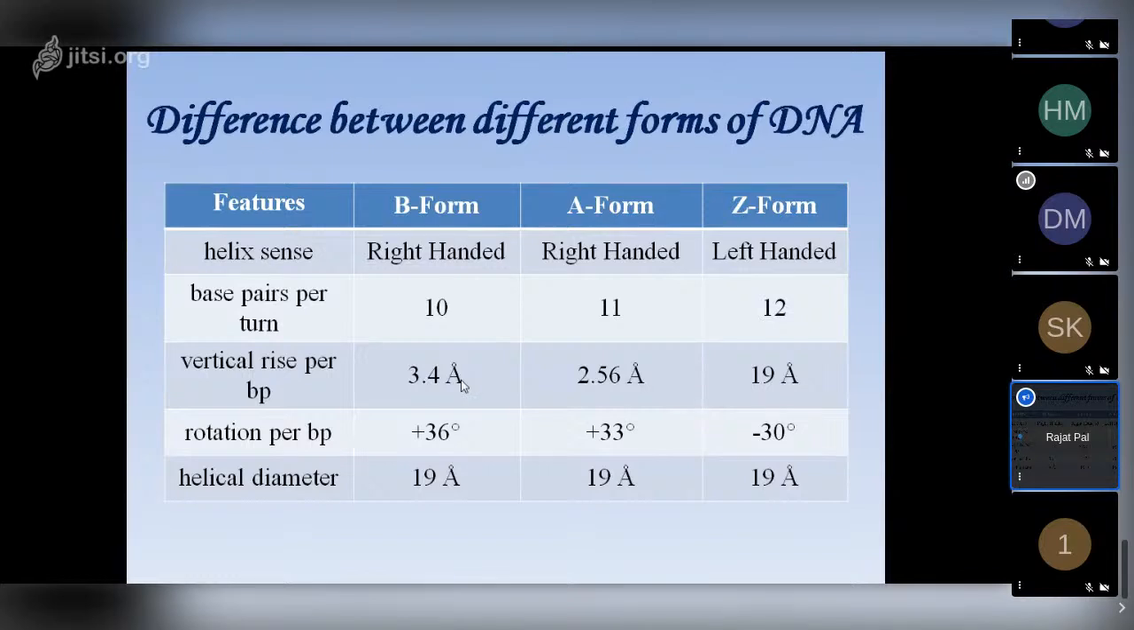it will make 0.33 nanometer per base pair. Here, in case of the A form, it is 2.56, and in case of the Z form, it is 19 Angstrom.